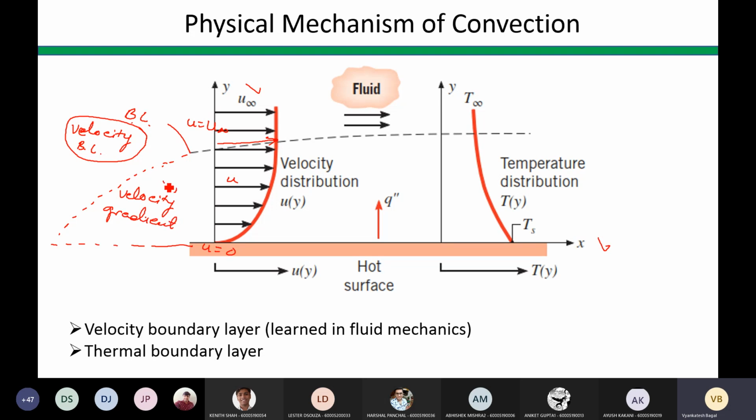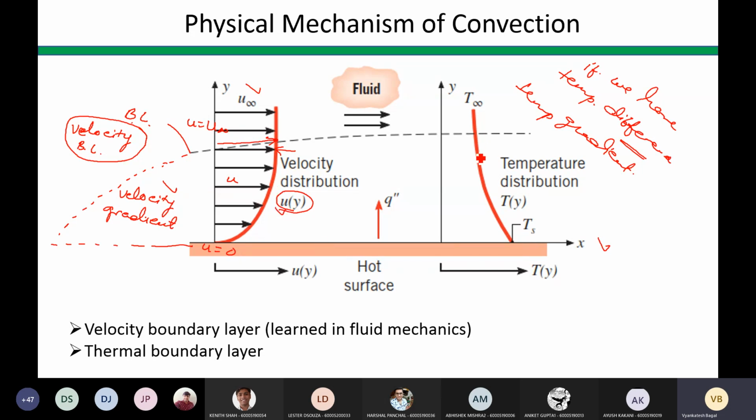So whenever we have the velocity gradient like this, we talk about the velocity boundary layer. What happens if we have a temperature difference? Then there should be a temperature gradient, correct? So look at this diagram now, the right hand side diagram. We have this y plane again. This red line shows the temperature distribution, and this line shows the velocity distribution, how u is varying with y as you go away from the wall.